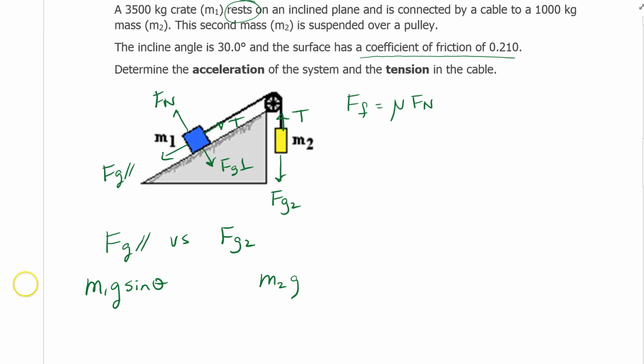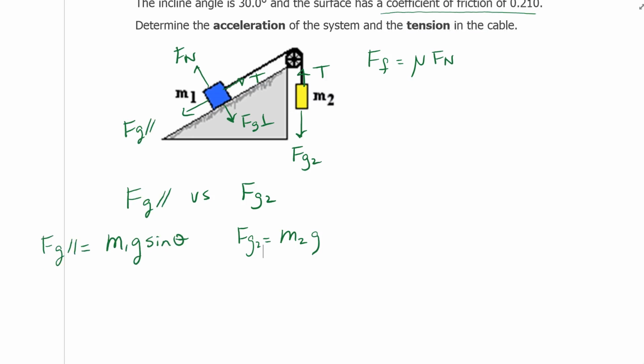Right? I'll put these in again. FG parallel equals this, and over here FG2 equals that one. Okay, so if I plug in the numbers here, I would get for FG parallel 3,500 multiplied by 9.8 multiplied by the sine of 30 degrees, and I get 17,150 newtons. And over here, when I put this in, I get 1,000 times 9.8, so I get 9,800 newtons.